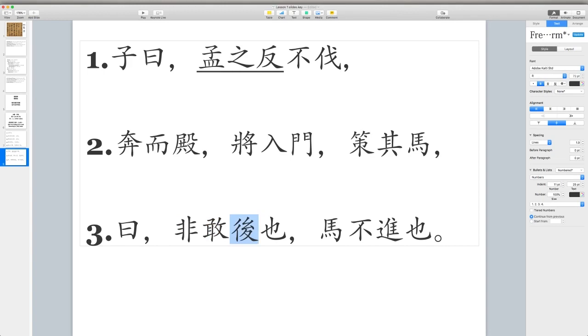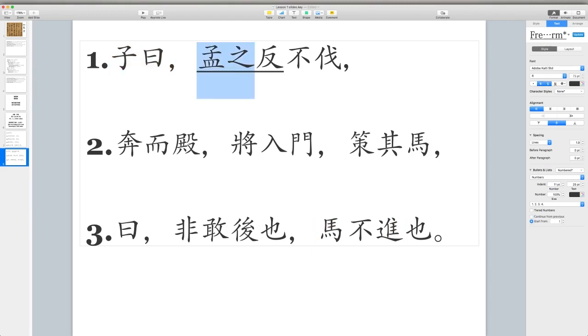And again, 後 is normally a noun. It's a place, right? Or we would think of it as a preposition. But here it's acting as a verb. So it's not that I dared to be in the back. 馬不進也. So it's that I couldn't get my horse to advance, right? I couldn't get my horse to go. Okay, so a little smooth translation really quickly.